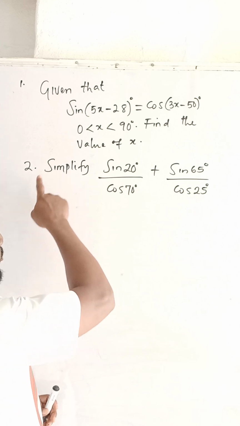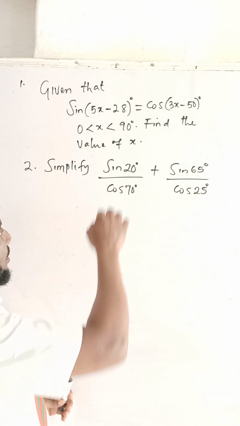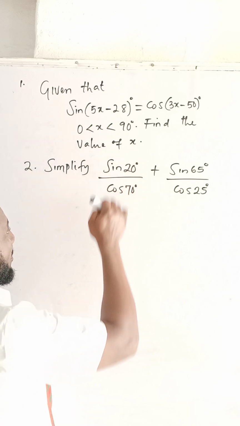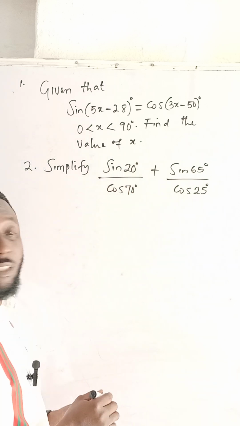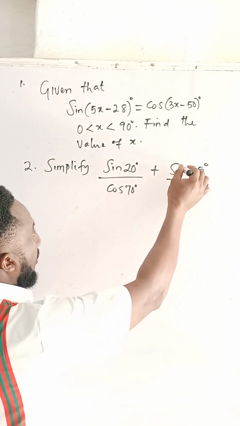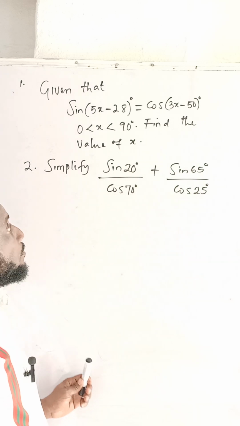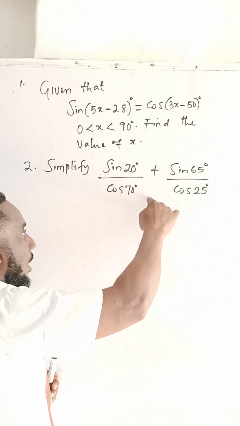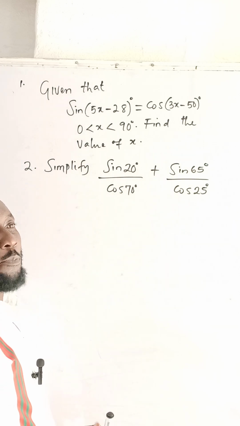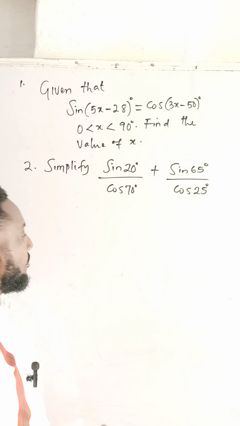Then number two, we have to simplify this expression: the sine of 20 degrees divided by the cosine of 70 degrees plus the sine of 65 degrees divided by the cosine of 25 degrees. Now these two problems, we are going to solve using the property of complementary angles.